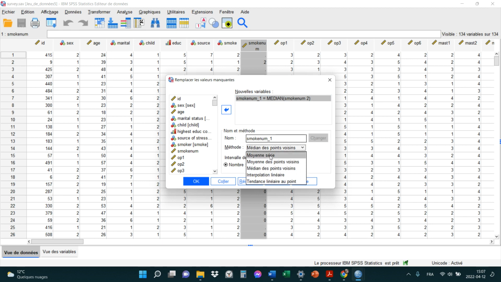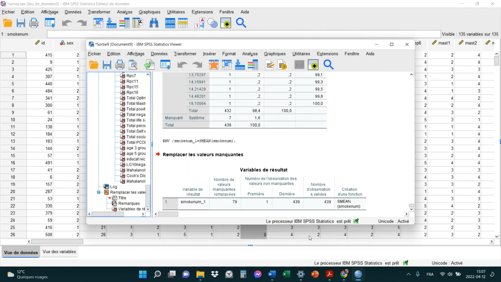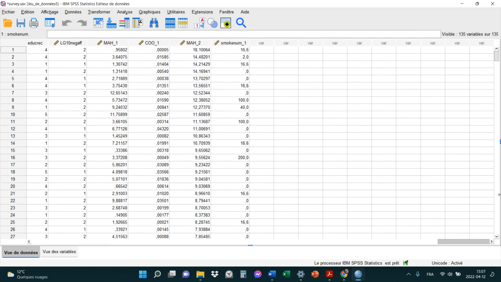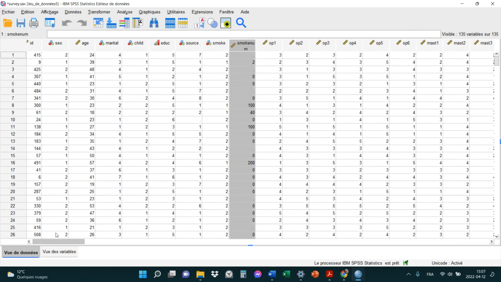Et donc, dans le rapport ici, probablement ce que je vais vous demander de faire, c'est un de ces trois-là. Donc, moi, je vais prendre la moyenne générale. La moyenne des points de la variable SmokeNum. Okay? Donc, je clique OK. Il m'a créé, semblerait-il, une nouvelle variable qui s'appelle SmokeNum 1. Okay, que je devrais utiliser dans mes analyses maintenant au lieu de SmokeNum.